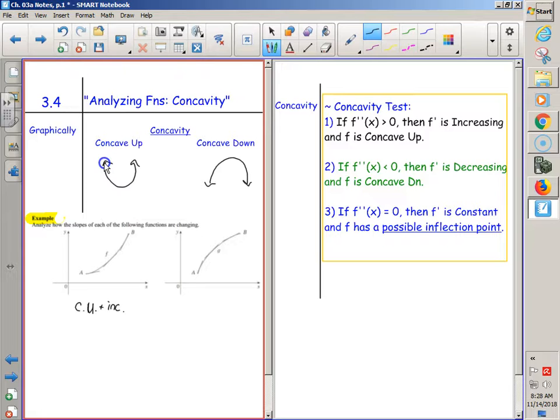This is concave up. Do you guys see how it fits as part of the smile, right? It's concave up and increasing. What would concave up and decreasing look like? Oh, the other side.